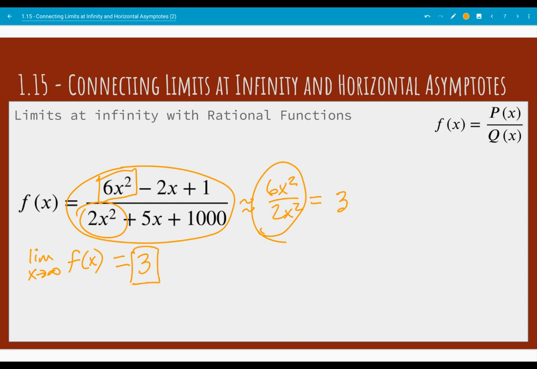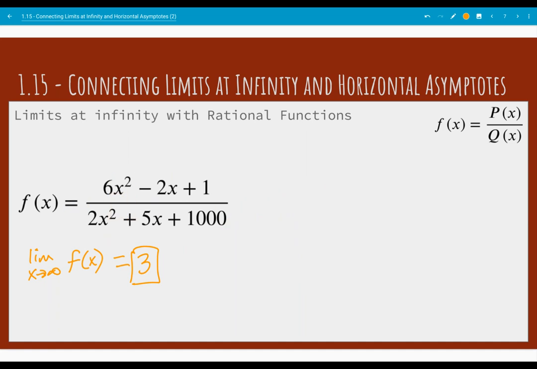You may remember using an idea like this with horizontal asymptotes with rational functions. And we're going to connect these limits at infinity with horizontal asymptotes later. But you probably had a rule where you said, okay, we can take the leading coefficient of each of these and divide them to figure out what the horizontal asymptote is going to be. And that's exactly what we're doing here.